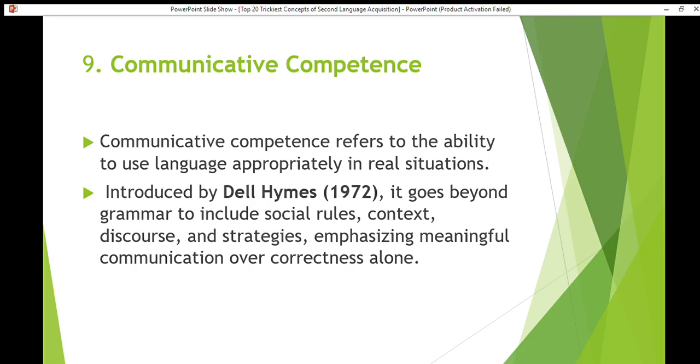It is saying, "Could you please help me?" instead of "Help me" in a formal situation. We say, "Could you please help me?"